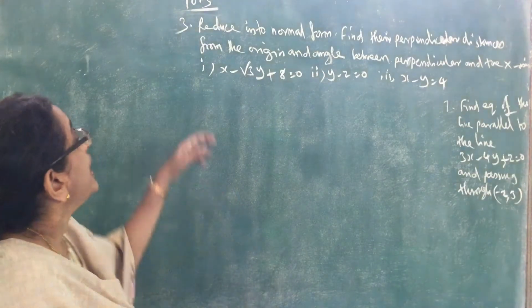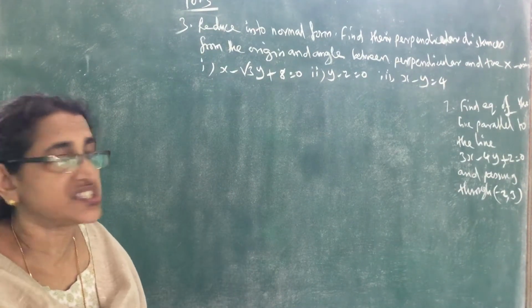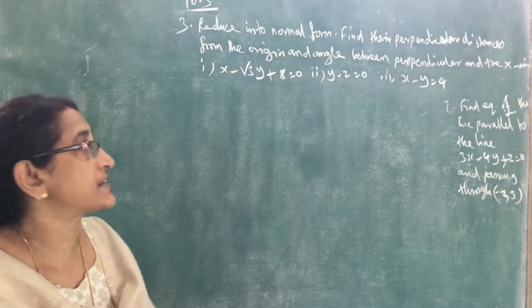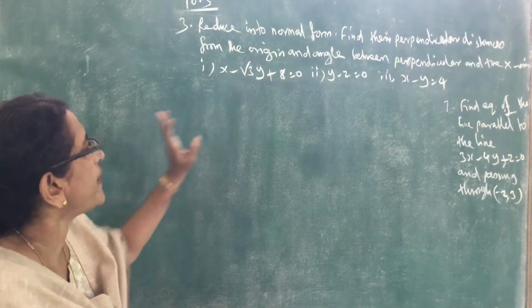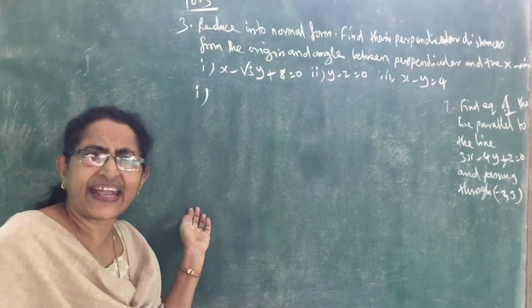Third question. Reduce into normal form. Find their perpendicular distances from the origin and the angle between the perpendicular and the positive x-axis. So we have to write in the normal form. Consider the first one, x minus root 3y plus 8 equal to 0.